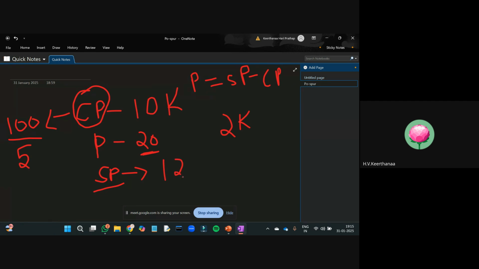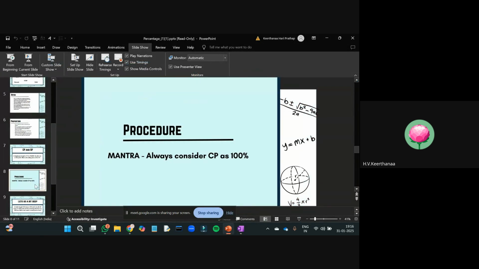So I think this is a very efficient method. You might not see the efficiency in simple questions like this. The next one we'll be doing is a bit tricky, so it will be way easier by using this. So always remember, the mantra is to keep the CP as 100% always, because it's never going to change. You'll only be manipulating the SP. As I told you guys, the mantra: always consider CP as 100%.